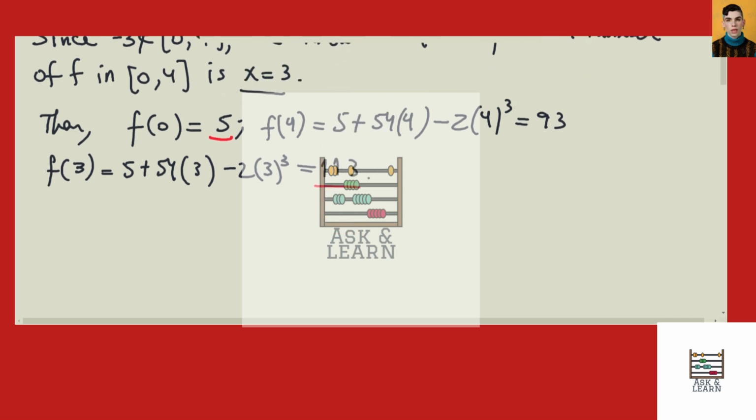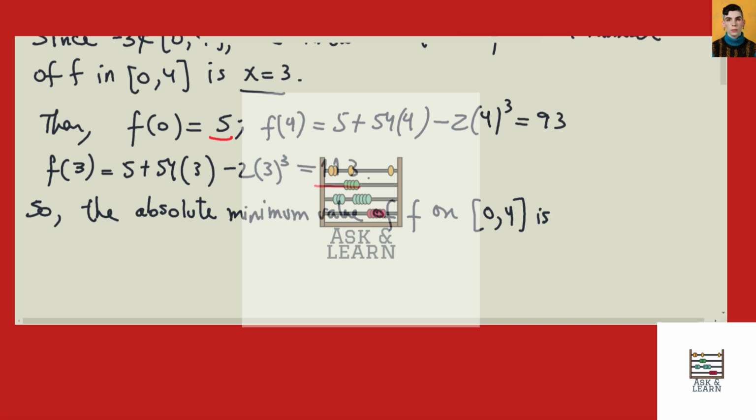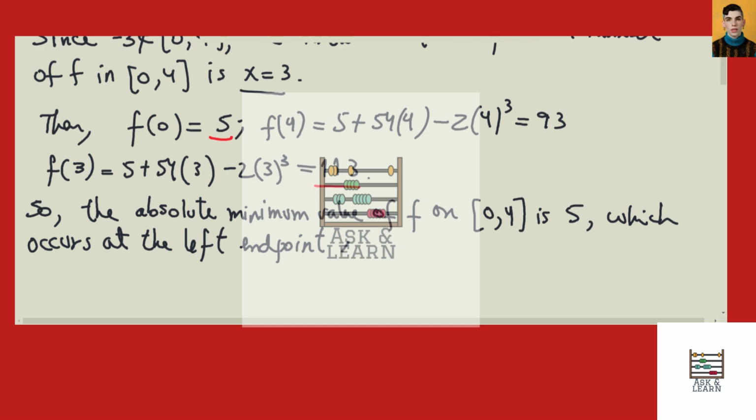So we give that answer now. The absolute minimum value of f on the closed interval 0, 4 is 5, which occurs at 0, which is the left endpoint. At the left endpoint, x equals 0.